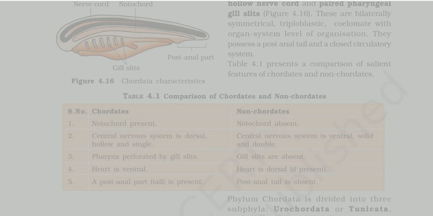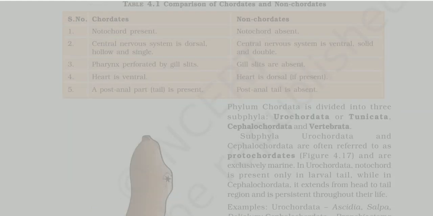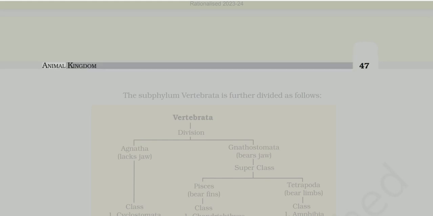Nerve cord, notochord, postanal part, gill slits. Figure 4.16 Chordata characteristics. Figure 4.17 Ascidia. Table 4.1 Comparison of chordates and non-chordates. 1. Notochord present; notochord absent. 2. Central nervous system is dorsal, hollow and single; central nervous system is ventral, solid and double. 3. Pharynx perforated by gill slits; gill slits are absent. 4. Heart is ventral; heart is dorsal, if present. 5. A postanal part, tail, is present; postanal tail is absent. Rationalized 2023-24. Animal Kingdom 47.